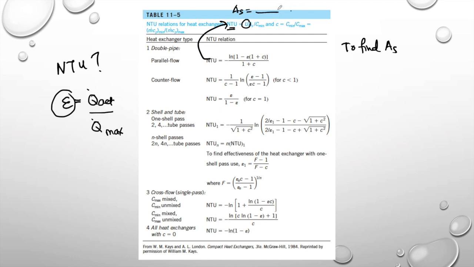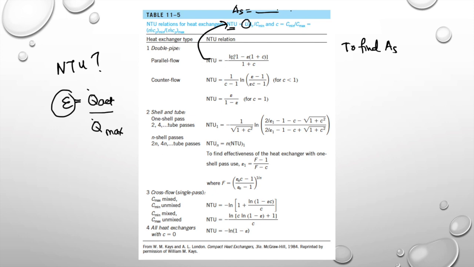Rearrange the equation, and you will get the surface area of your heat exchanger, or of that question's heat exchanger. Okay. So in order for you to refer to this Table 11.5, we have 4 different types of heat exchanger. Now we go to the double pipe.